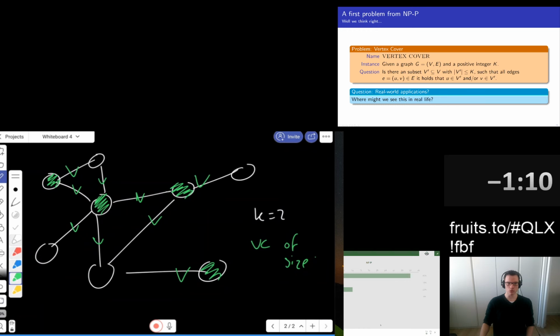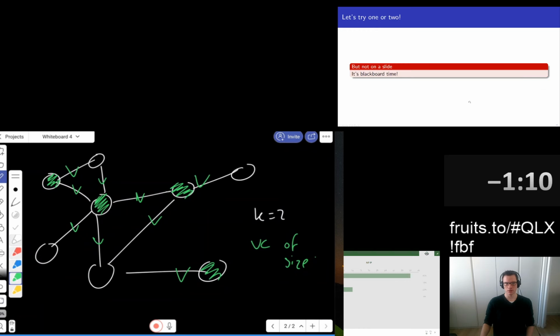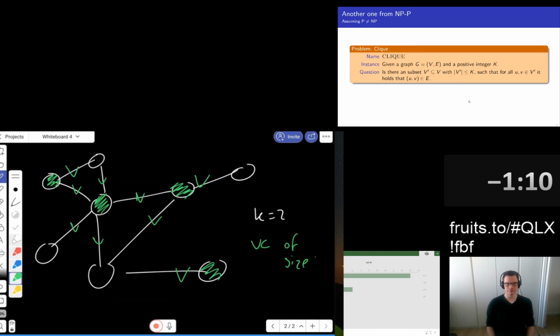Let's take a look at one more. This is the problem of clique. Again, given a graph and a positive integer k, give me a subset of at least size k. I should fix that, let me make a note. So give me a subset of at least size k, such that all of the vertices in it are directly connected with an edge. Again, I can draw this for you.